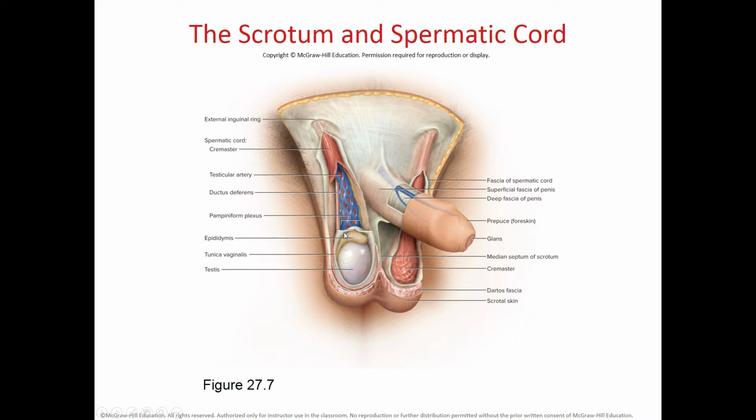Now, here in the scrotum, we have a fascia called the tunica vaginalis first, and then you have the cremaster muscle, which you can see better on this side, and then you have the dartos muscle, or dartos fascia, and then finally you have the skin of the scrotum. And here you have the median septum that separates the right compartment from the left compartment.